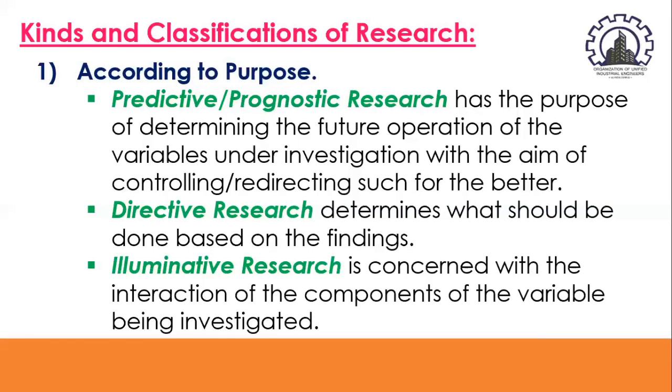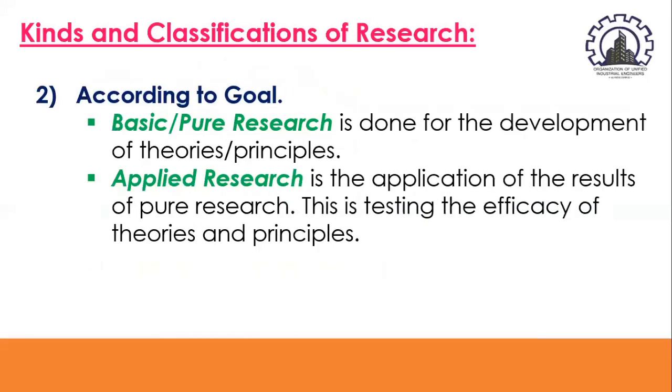And finally, illuminative research is concerned with the interaction of the components of the variable being investigated, for example, the interaction of the components of the educational system. It aims to show the connections among student characteristics, organizational patterns and policies, and educational consequence. Another kind of research, as mentioned earlier, is according to goal. This is classified further into basic or pure research and applied research.